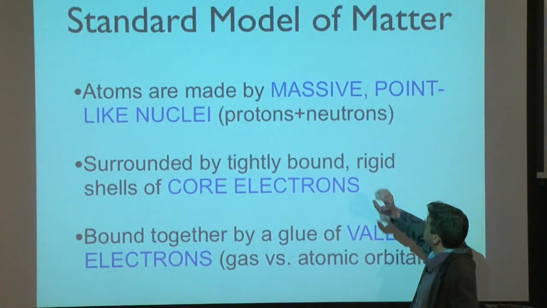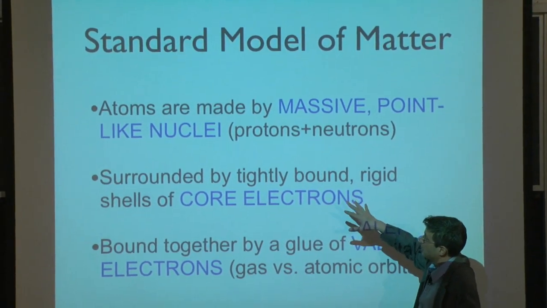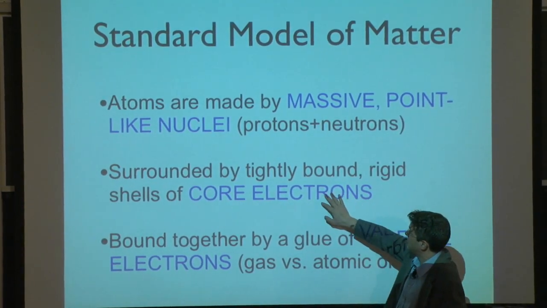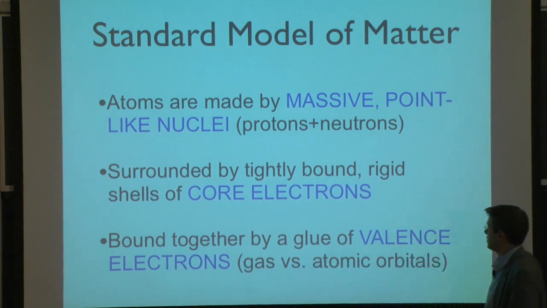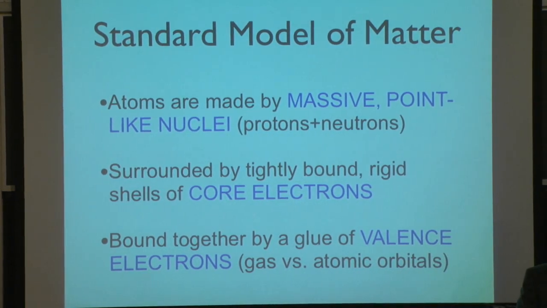So in the standard model, atoms are made by these massive point-like nuclei. That's what you've been doing. And now they're going to be surrounded by these electrons. You're going to have core electrons, and then you're going to have the valence electrons, which do all the work. They're the ones that bind together and do all the interesting stuff.